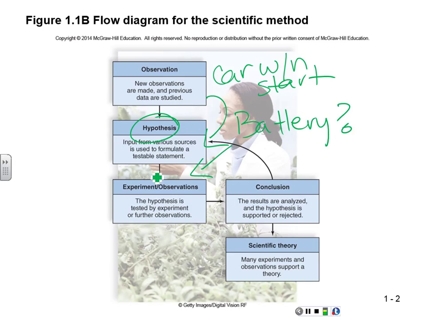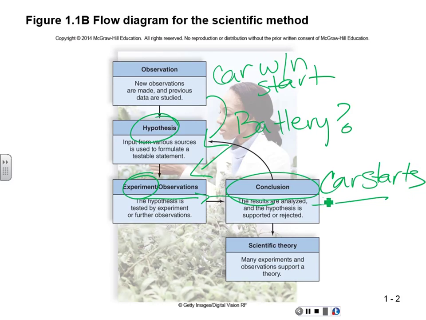So then you carry out an experiment. You take the battery out of the car, you bring it into Walmart or wherever, you change the battery out, you bring the new battery back, you put the new battery in the car, and your conclusion after the experiment, between the experiment and the conclusion, does the car start or doesn't it start? So let's just say the car starts. Your conclusion is your hypothesis was correct, the battery was the problem.